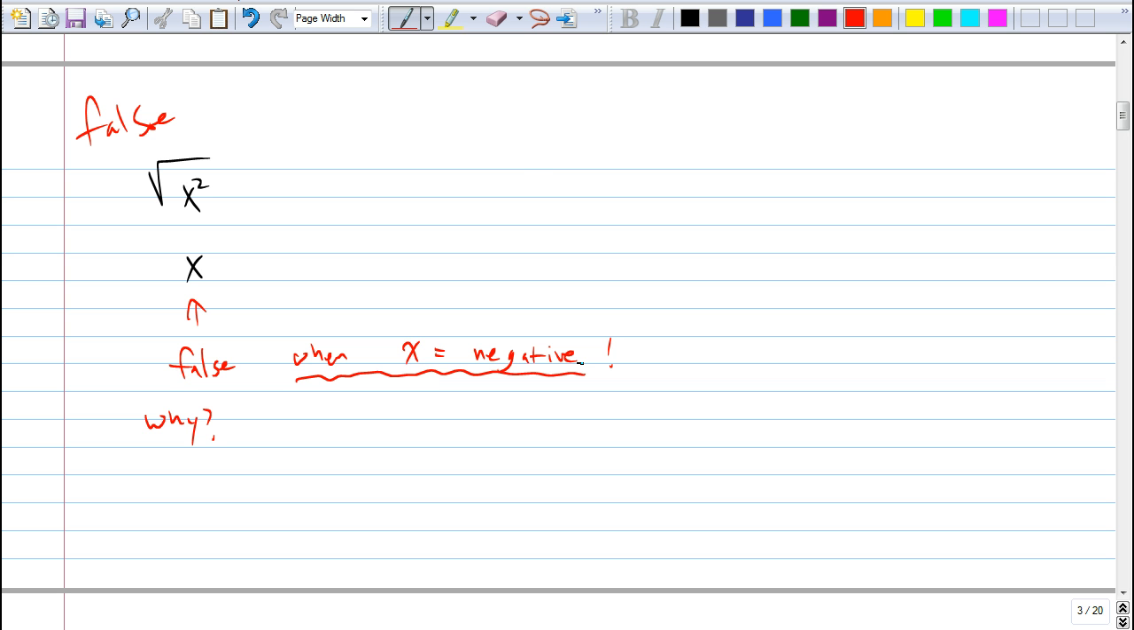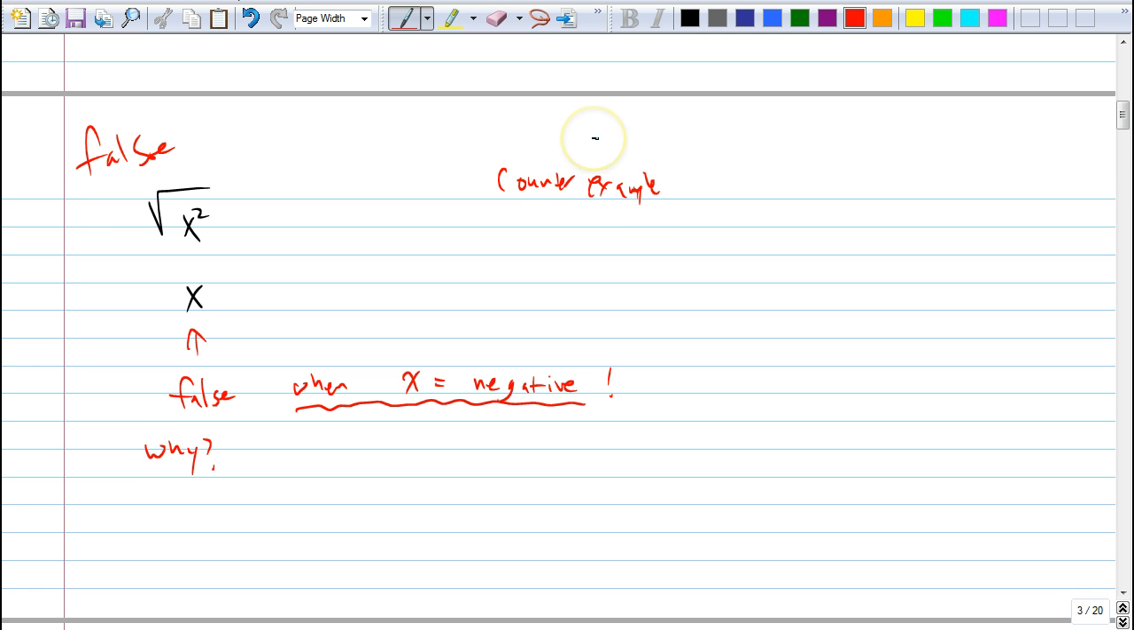Right, so what would be a counterexample? What's an example that shows that this is false? Okay, Camila? Okay, so if I have square root of negative 3 squared, right? Yeah, what's this? What's square root of negative 3 squared?